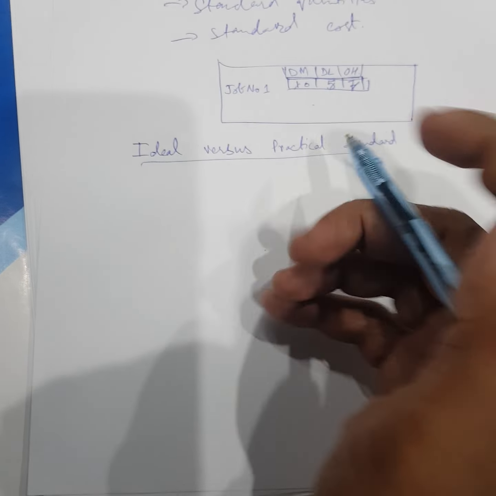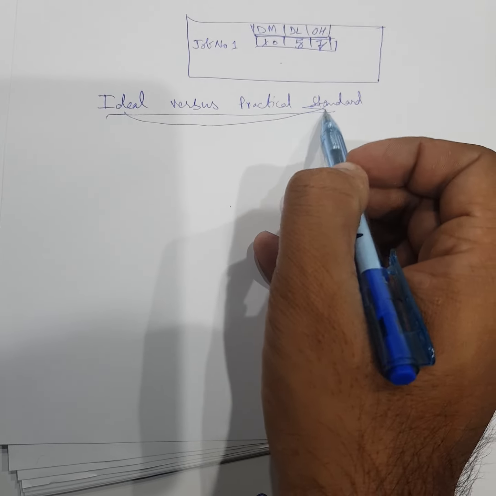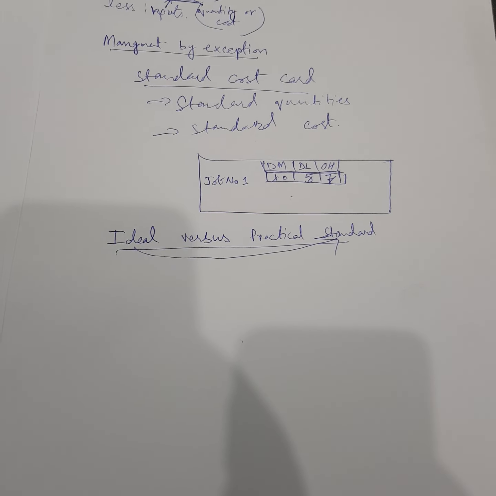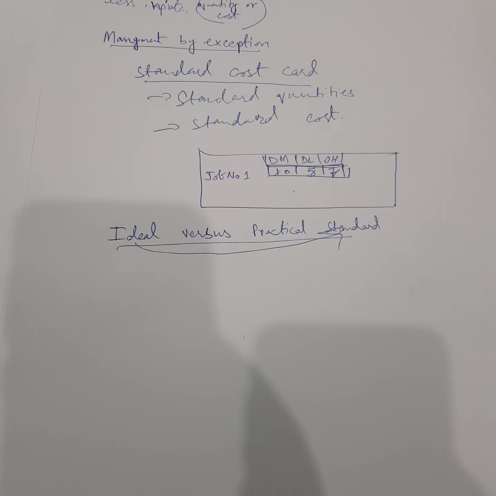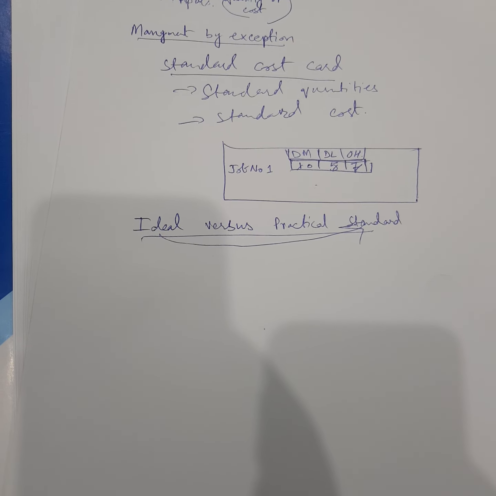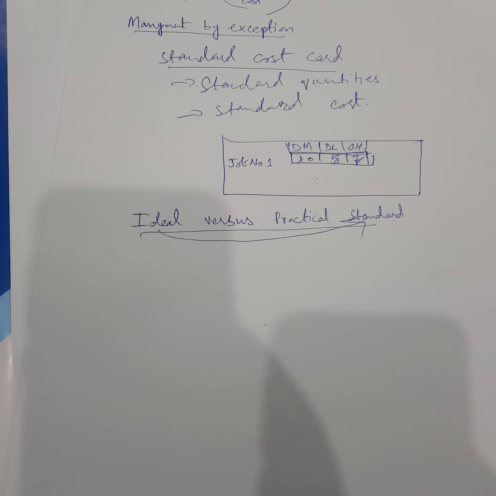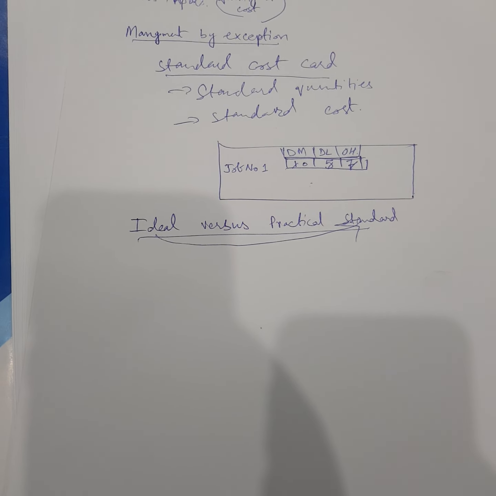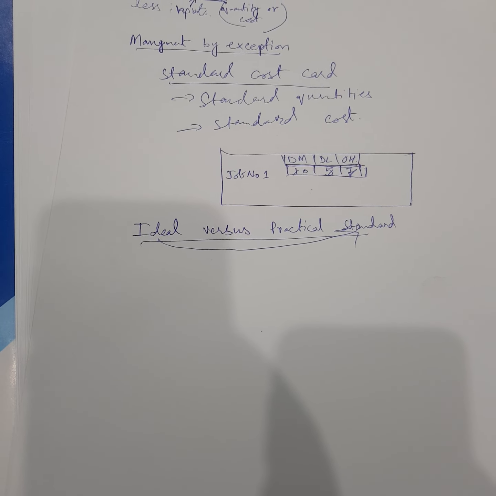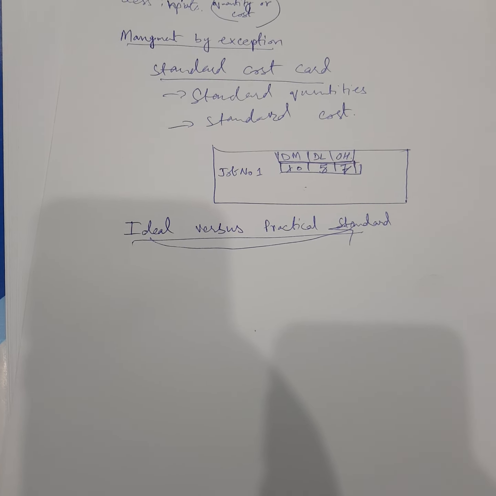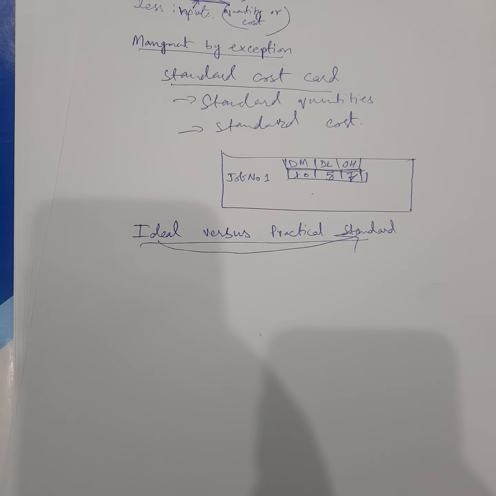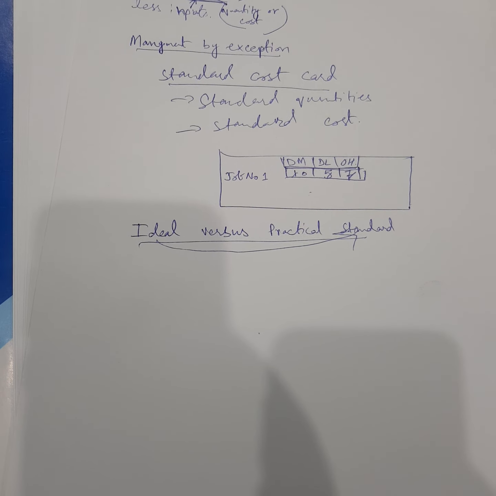We can say ideal standard can be defined as those standards that can be attained only under the best circumstances. In these types of ideal standards, there will be no breakdown of anything, like time, like work, no interruptions.